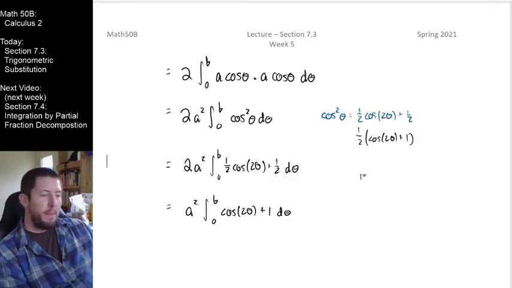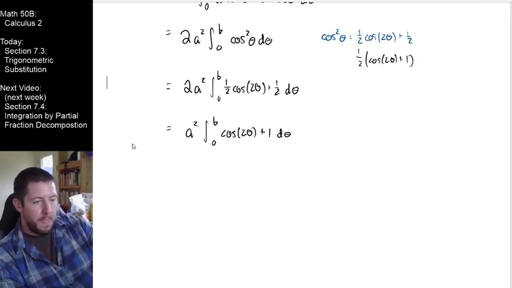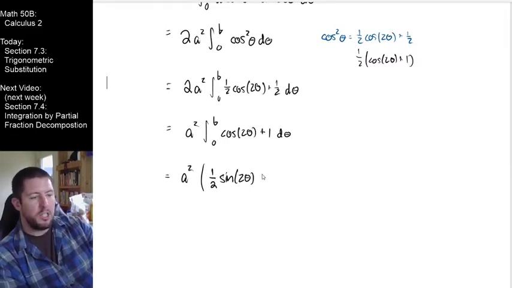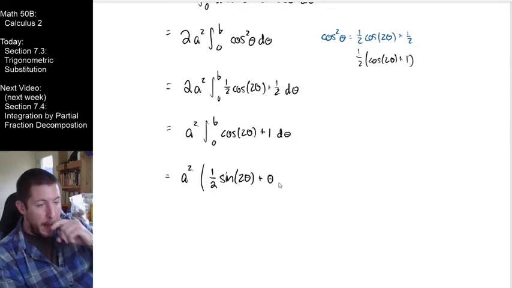Now we can go ahead and integrate. We've done as much as we can possibly do with our constants here, right? So a squared integral of cosine is going to give me sine, but I know if I were to take the derivative of sine of 2 theta, it would pop out a 2, which I don't have. So I'm going to introduce the 1/2 to counteract the chain rule right there. The integral of 1 d theta is just theta, and we are evaluating this from theta equals 0 to theta equals b.